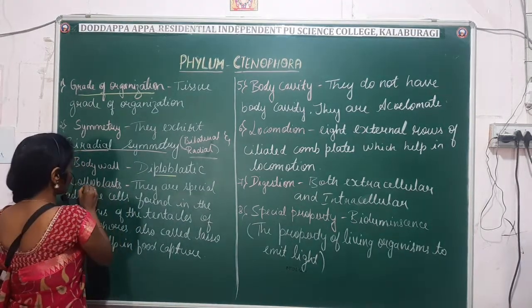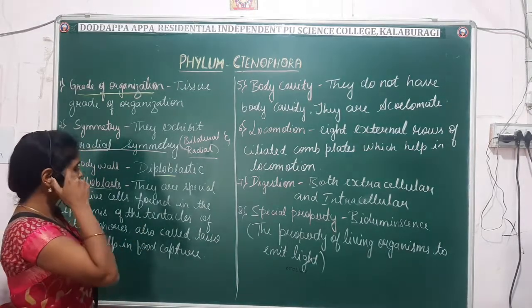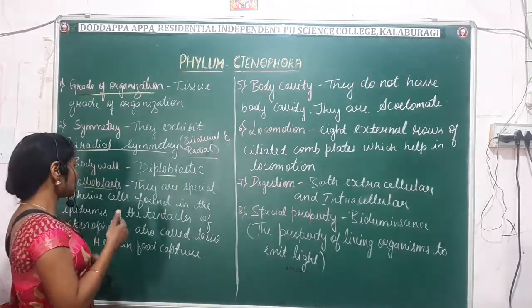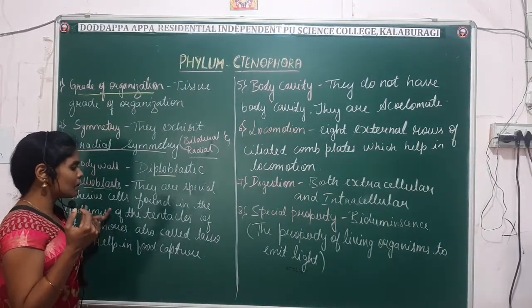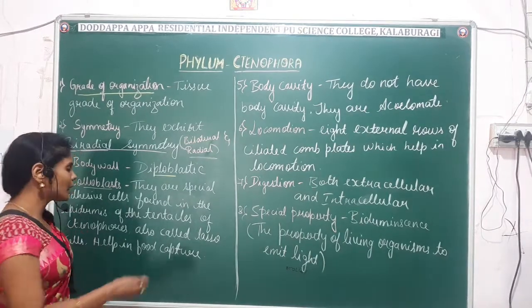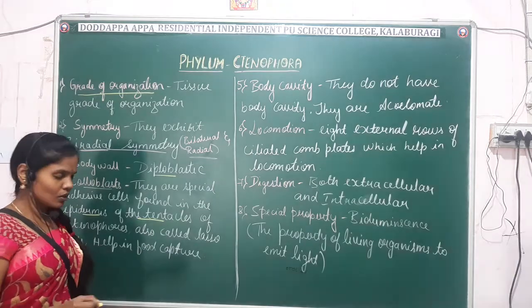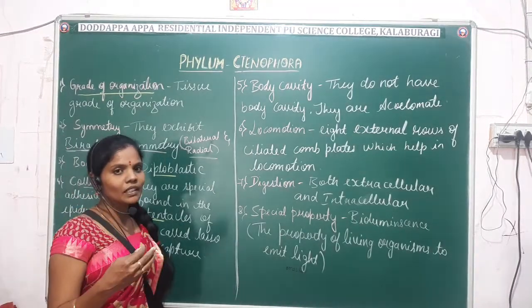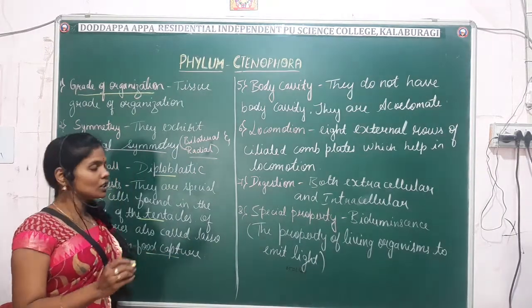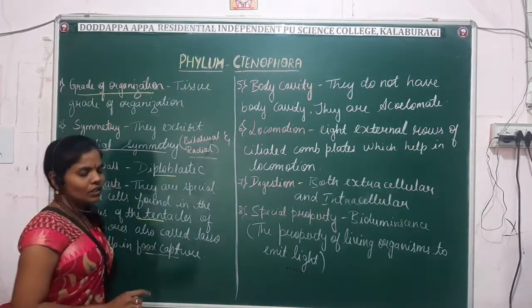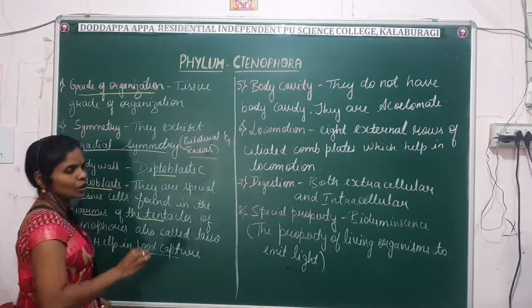Another important characteristic feature of Ctenophora is the presence of special cells known as coloblasts. What are coloblasts and what are their functions? Coloblasts are special adhesive cells found in the epidermis of the tentacles of the ctenophores. Their function is to help in food capturing. The presence of coloblasts is a characteristic feature of the ctenophore.